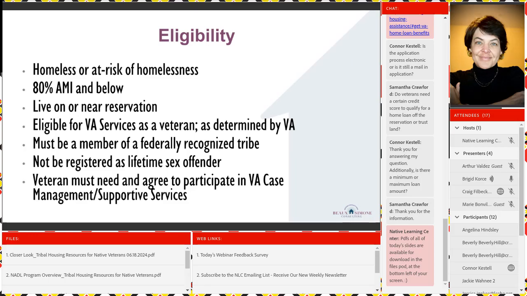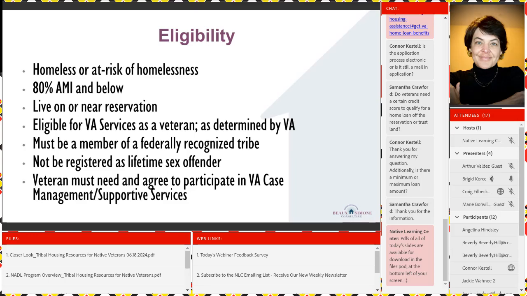They live on or near the reservation. And again, the tribe gets to set this policy around how they implement the VASH program. So if it's important to bring certain veterans home from large cities that are a little distance away, they can put that as a priority in their program. If they want to focus just on the veterans who are homeless within their community or on the reservation, they can make that a priority.